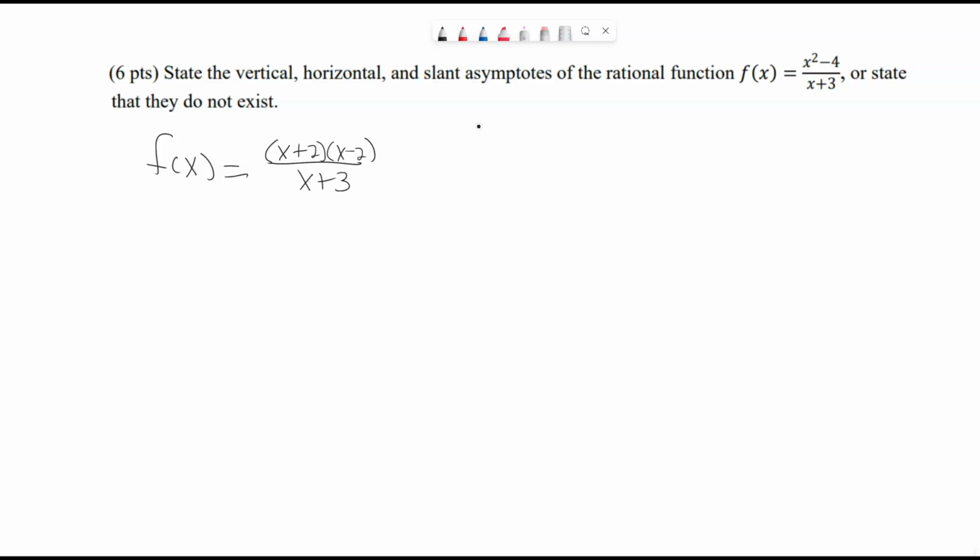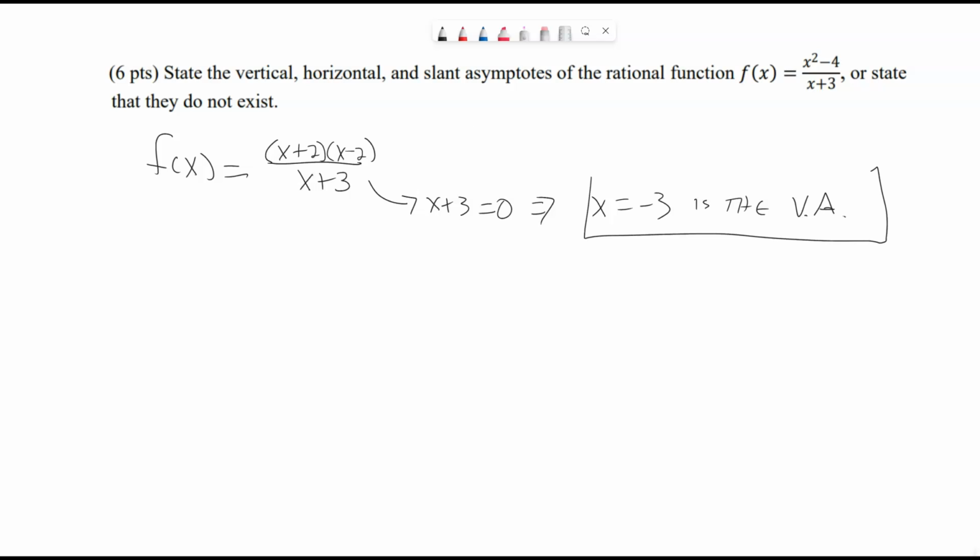The denominator equals 0 gives us the equation of the vertical asymptotes. So the denominator equals 0 gives us x equals -3 is the vertical asymptote. I will shorthand this to VA just for efficiency. All right, so we have the vertical asymptote.